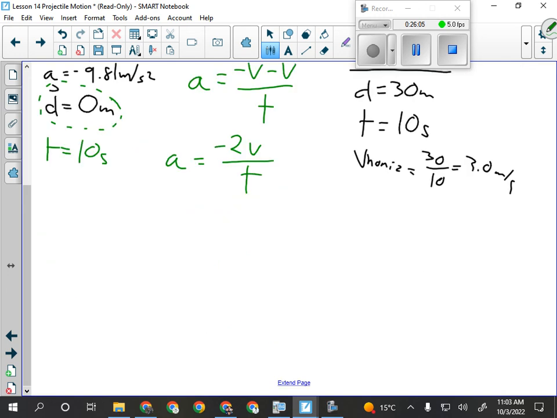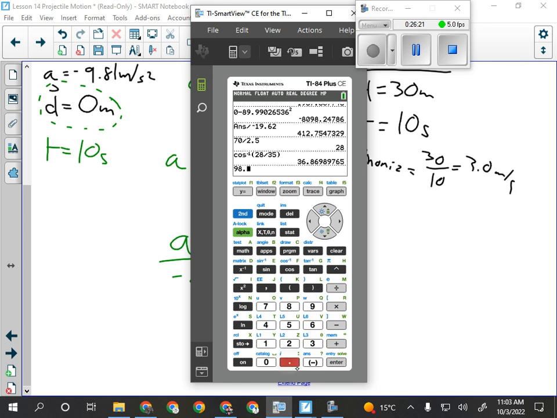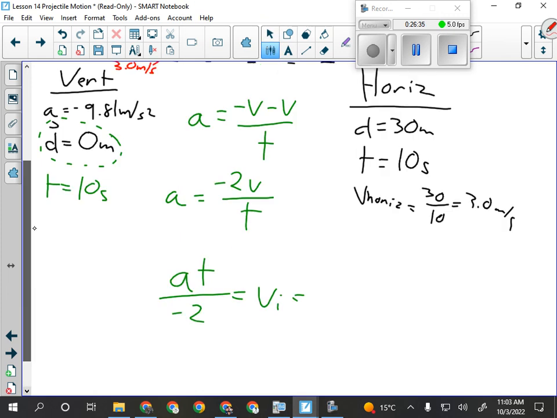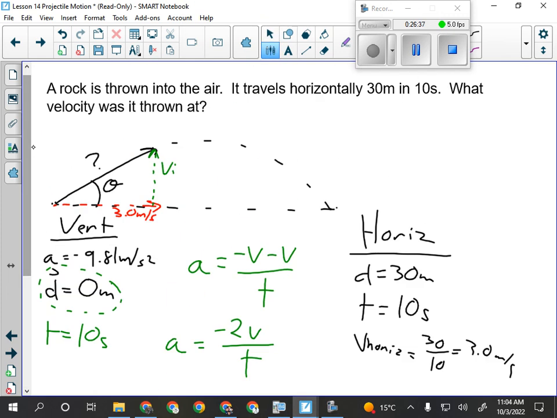Okay. So I can say that A times T over negative 2 should give me, well, V, but in this case VI, because that's what I'm looking for. All right, so if I take 98.1, because that's A times T, okay, and divide that by negative 2, sorry, that was supposed to be negative on the top too, I get 49.05. So, that's going to look weird.